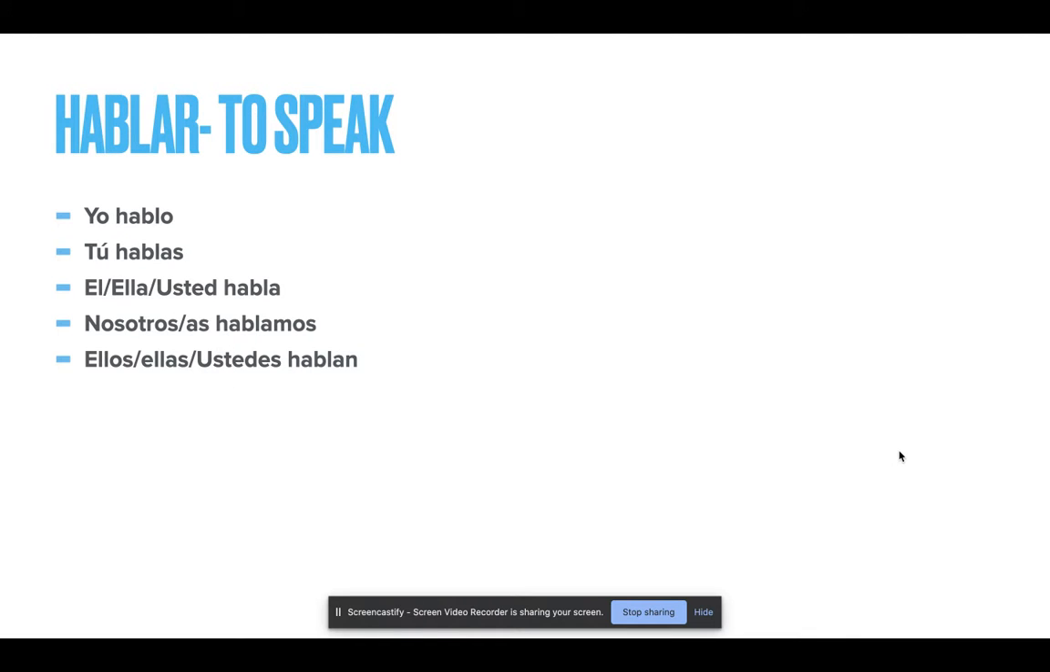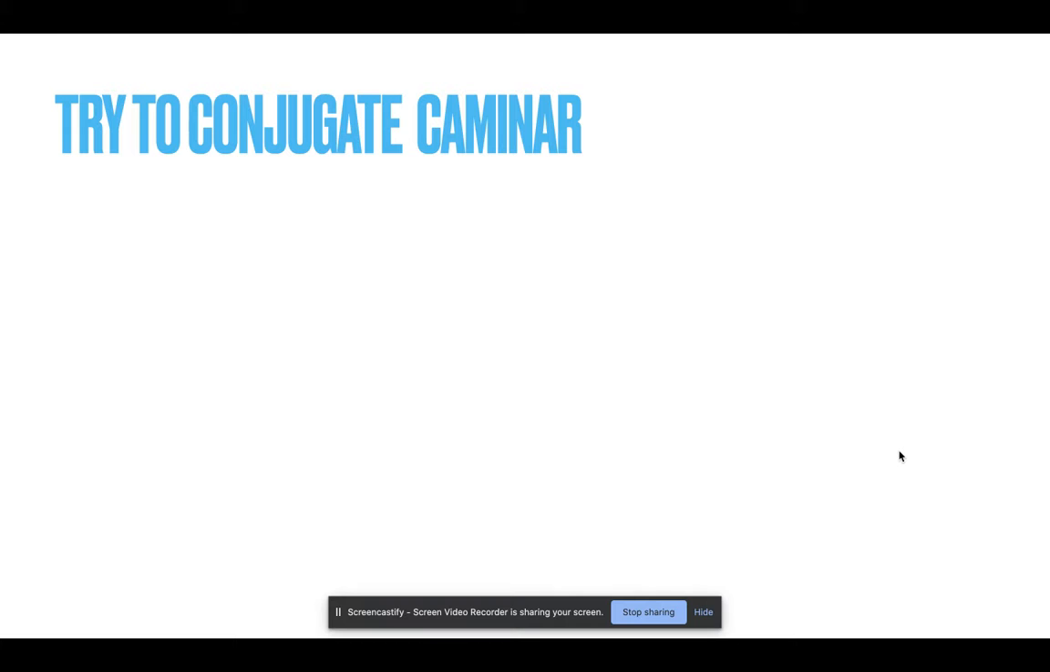Here's the verb hablar, to speak. So you would take off the AR, and then for yo, remember we said add O, tú, add AS, él, ella, usted, add an A, nosotros, nosotras, AMOS, so hablamos, ellos, ellas, ustedes, hablan, because you added AN. So remember, for yo, it's O, for tú, it's AS, él, ella, usted, it's an A, nosotros, nosotras, AMOS, and ellos, ellas, ustedes, AN.